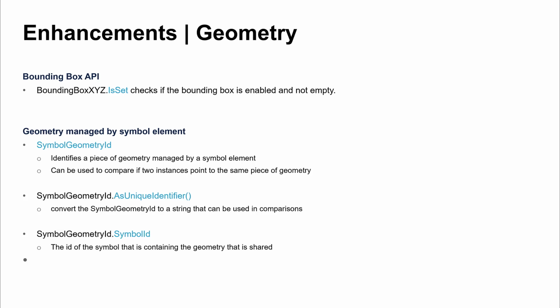So now we have access to a SymbolGeometryId class, which identifies a single piece of geometry managed by a symbol element. It can be used to compare whether two instances point to the same piece of geometry. From that SymbolGeometryId, you can get a unique identifier, and you can also identify the symbol ID of the containing geometry that's shared. This way you can start to better match whether two things are similar or not.